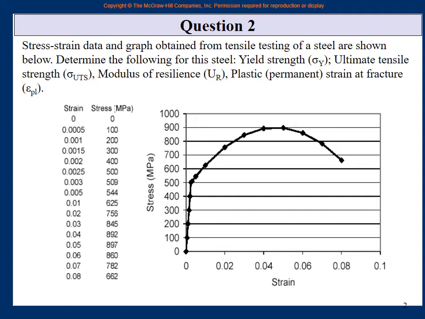A stress strain data and graph obtained from tensile testing of a steel are shown below. Determine the following for this steel: yield strength, ultimate tensile strength, modulus of resilience, and plastic or permanent strain at fracture. So these values are also given and this graph is also given, right?